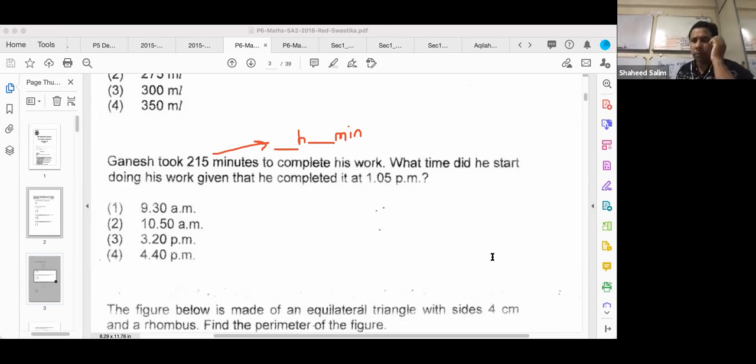You must read carefully. This is the time he completed. He finished at 1:05. They're asking you what time he started. Start is before. This is when he completed, this is at the end. So you must go backwards. Don't go forward.